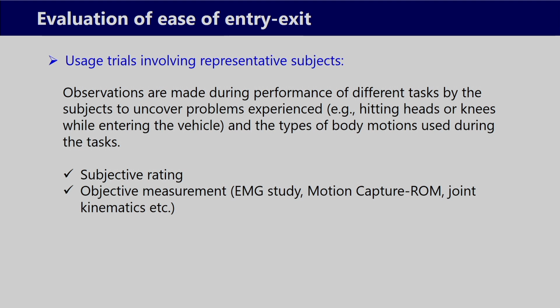Subjective evaluation is generally done based on questionnaire and interview. At the same time on that questionnaire different types of rating scales are used. In the objective measurement process, electromyographic study, motion capture using camera, then joint kinematics, these are the processes for objective measurement to study the entry exit process, how is the entry exit process or how difficult the process is, and accordingly we can go for the design modification.